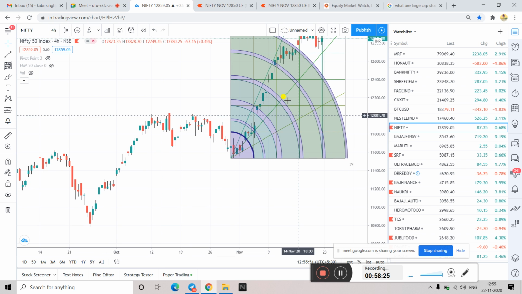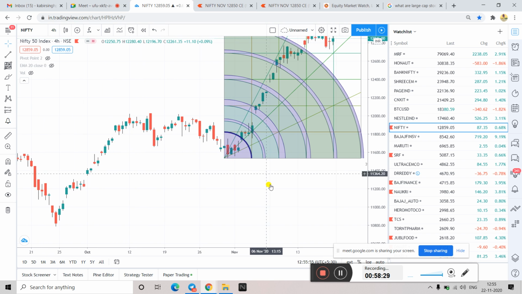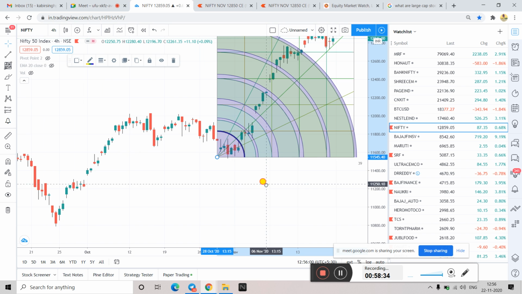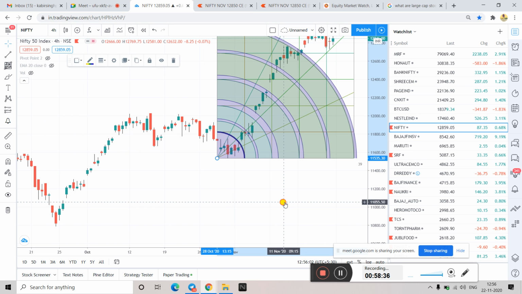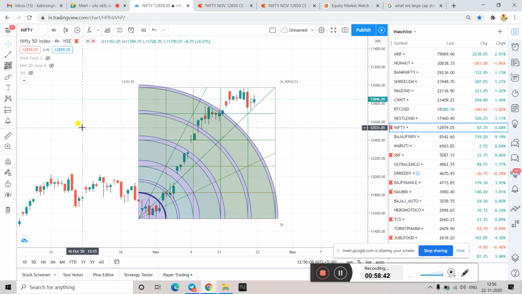You can see each of these GAN lines will act as a support and resistance. You can see this doji is formed exactly at the GAN line. Again it is a hangman kind of a pattern. Again it has gone up. So at each of these GAN lines you can see the price is struggling.